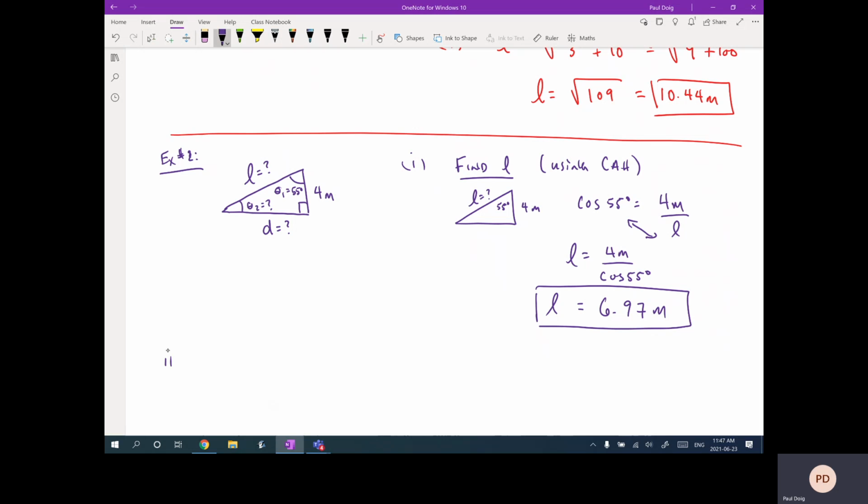Now let's find how far away the ramp is from the wall. Let's find D, the bottom of the ramp. How far is that away from the wall? I'm going to do this 2 ways. First off, I'm going to find D, and I'm going to use Pythagorean theorem.